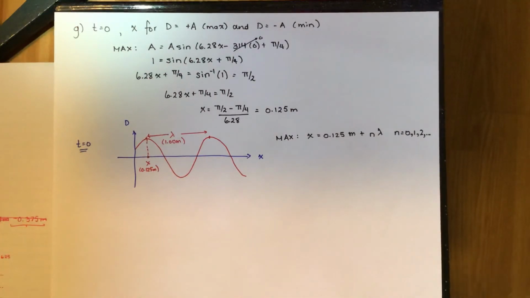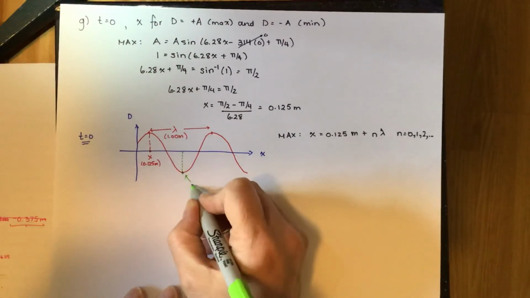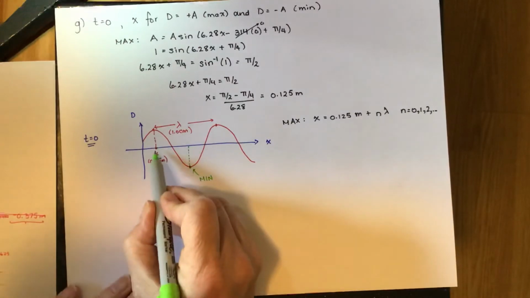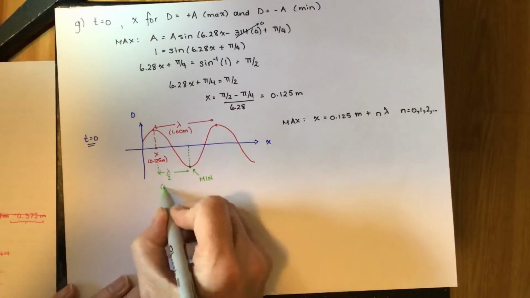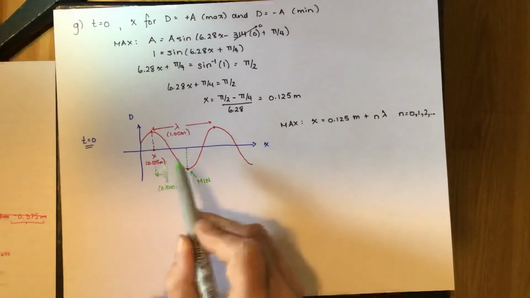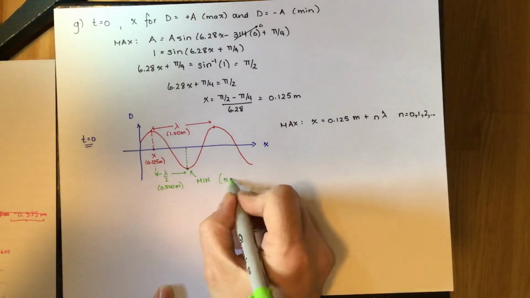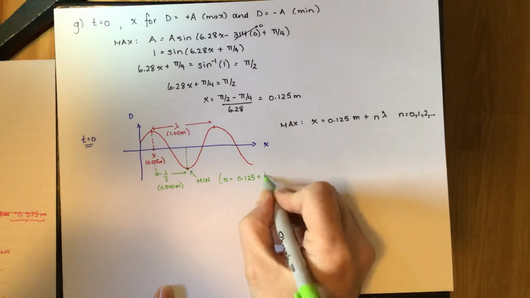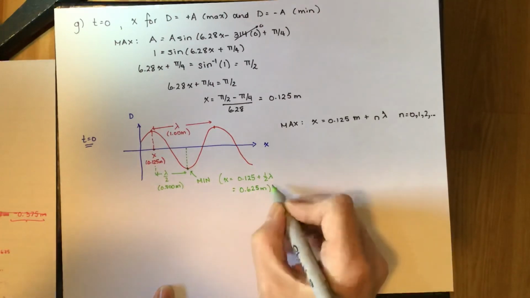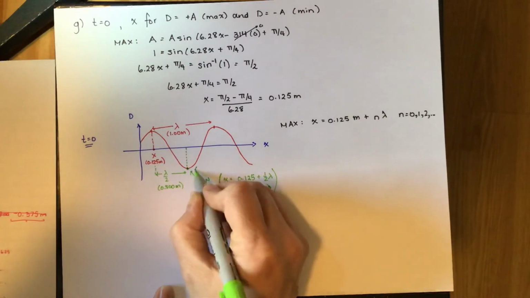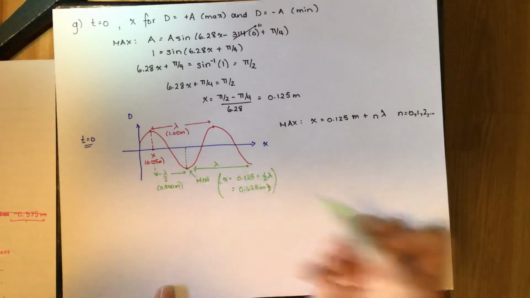So for our minima, we know that we have a minimum for this value of x right here. So this is a minimum. The distance between a maximum and a minimum is a half of a wavelength. And a half of a wavelength in this case is 0.500 meters. So if this one is at 0.125, then this minimum is a half of a wavelength over. And then if we wanted to find all of our other minima, every set of minima are going to be separated by a wavelength. So wherever this guy is, the next trough is 1 meter over, 1 wavelength over.